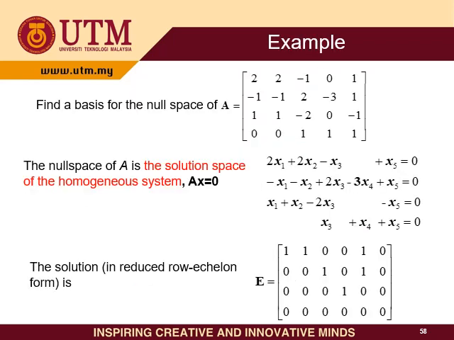Okay, let's look at our next example. They ask us to find a basis for the null space of A. They give us matrix A here, but as we know, the null space of A is the solution space of the homogeneous system, Ax equals 0. So it is actually in this format, with x1, x2, x3, x4, and x5, right?